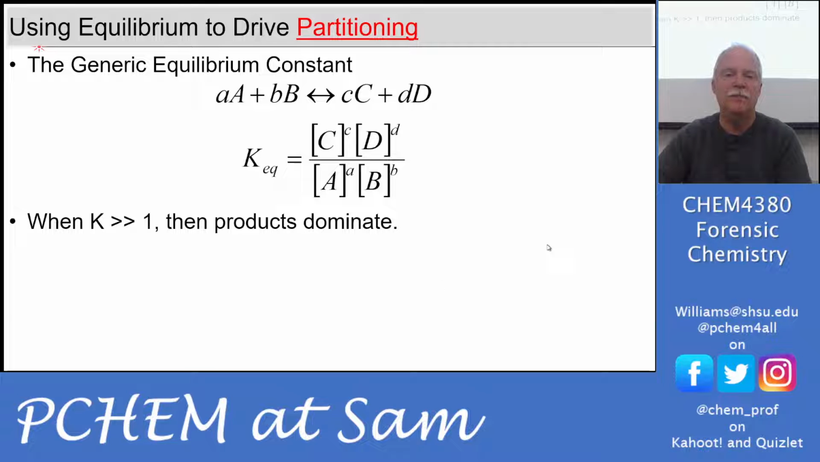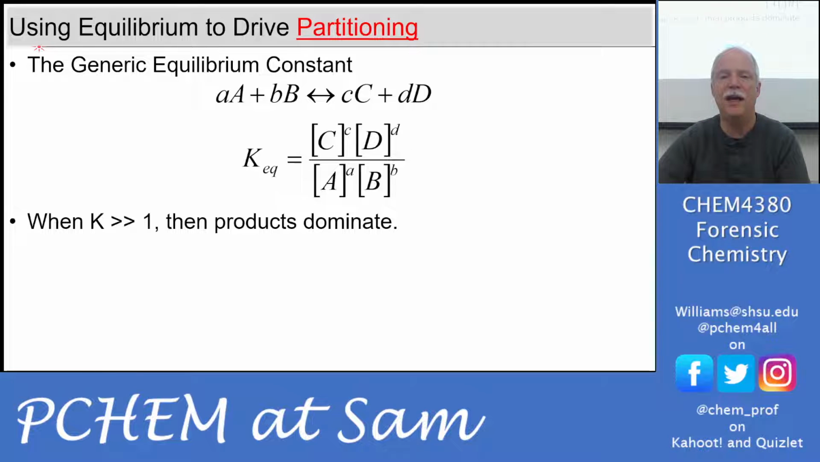Now let's refresh our memory on what K is. K is the equilibrium constant. So it's related to the forward and reverse rates of the various species and how complex the reaction is and so on. And sometimes this reaction lies far to the right, meaning you have way more products than you have reactants.